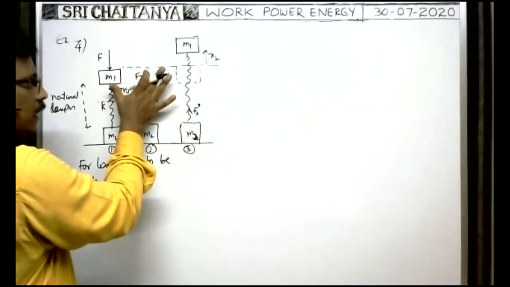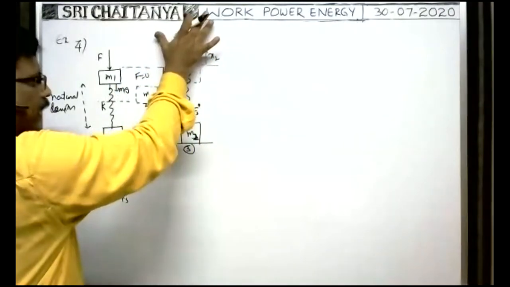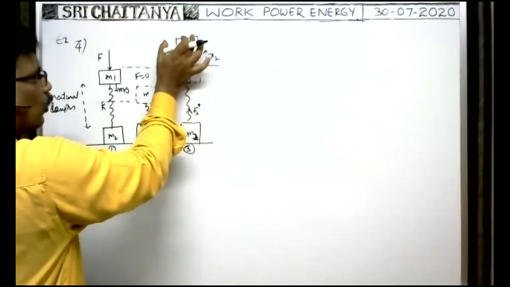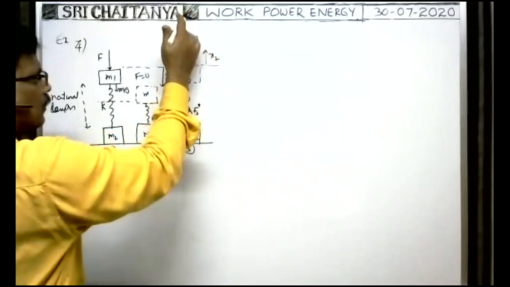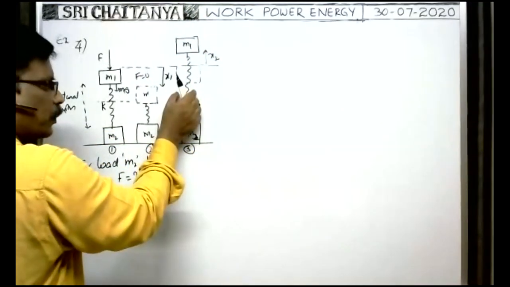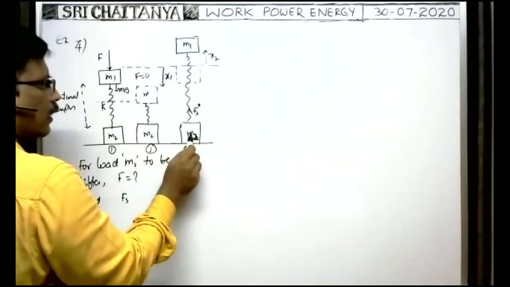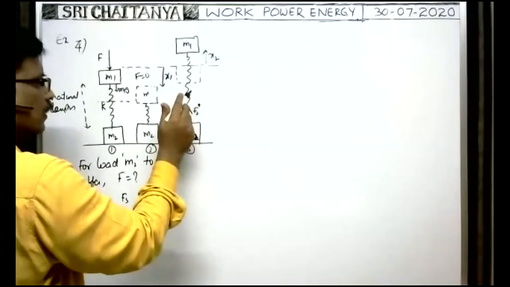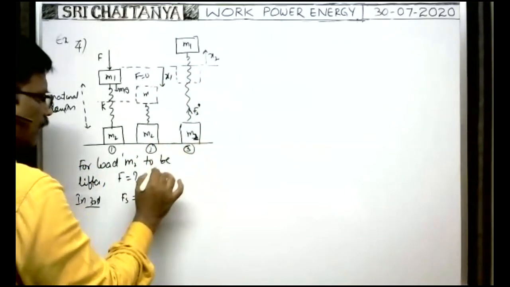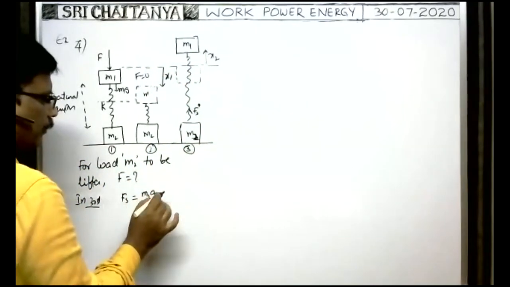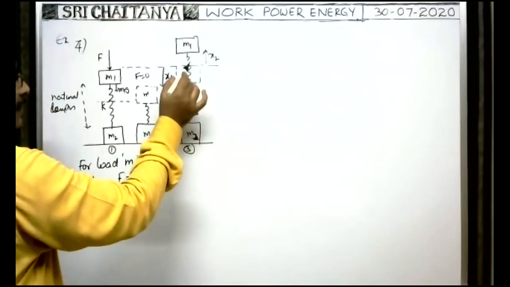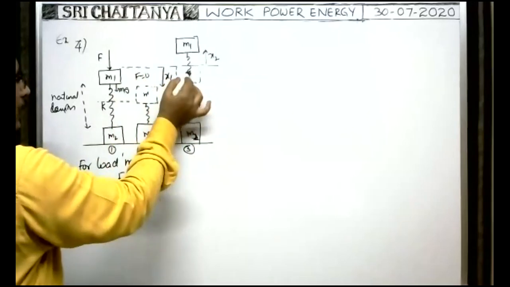In the third diagram, when you remove the force on the block, the block rises like this. Whenever this upper block M1 rises above the original position, only then is spring force developed here, and that spring force pulls the block M2 upwards. For the block to be pulled upwards, the spring force must be at least equal to the weight of that block, m2 g.